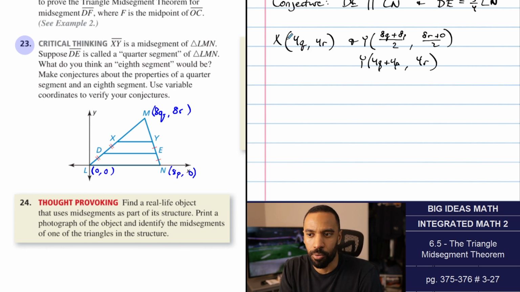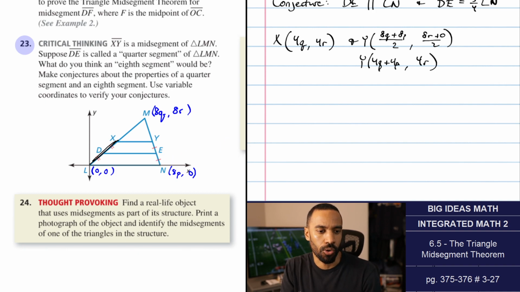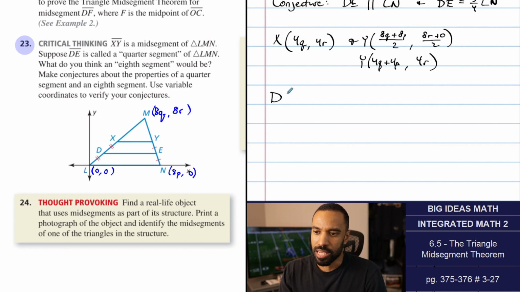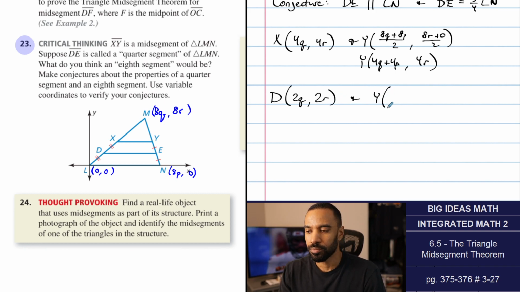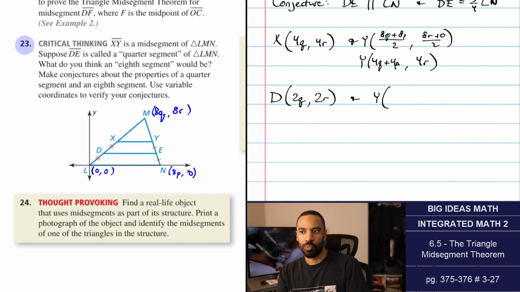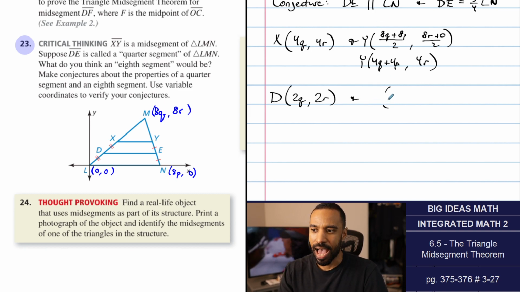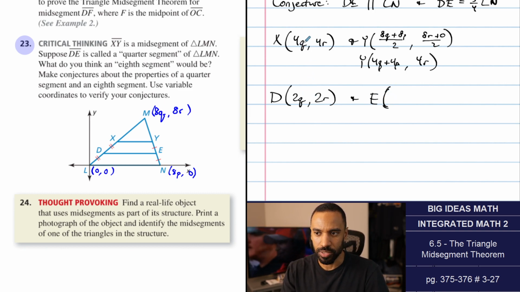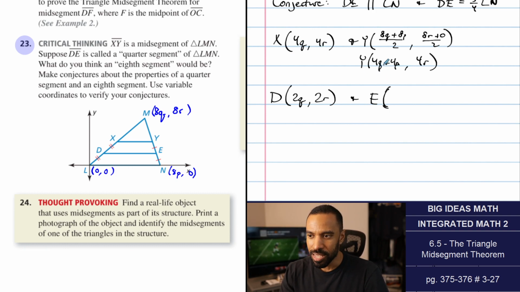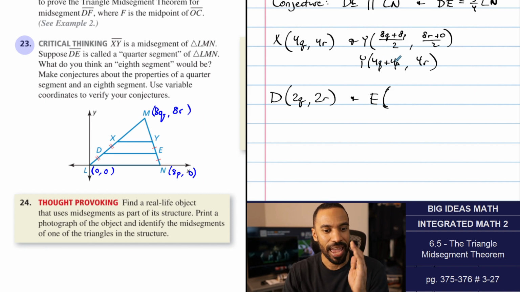Now we need to find the midpoints between X and L and between Y and N. So just half of those, averaging these guys. So D is going to be 2Q, comma 2R, right? And then Y is a little bit trickier. We don't take half of these ones right here for E, because this was half of these, since it's halfway between 0 and 4Q and 0 and 4R. But E is halfway between this 4Q plus 4P and 8P.